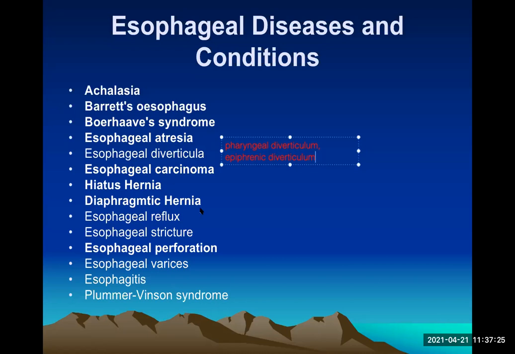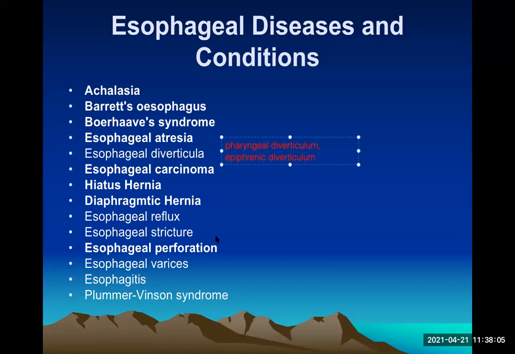Diaphragmatic hernia. Now, you have studied this somewhere, maybe in pediatrics. This is known as congenital diaphragmatic hernia, where stomach or intestines are herniated up from the defect of the diaphragm. Very, very important condition in pediatrics. Another condition is esophageal reflux disease, also known as gastroesophageal reflux disease, GERD. We are going to talk about that, where acid is refluxing up towards the esophagus.